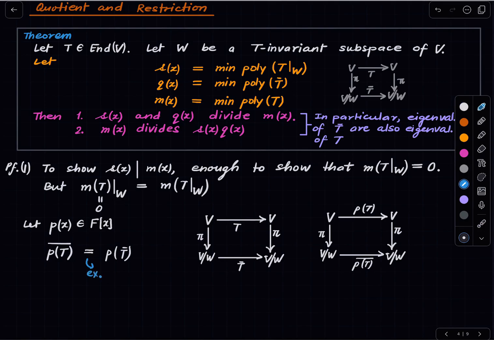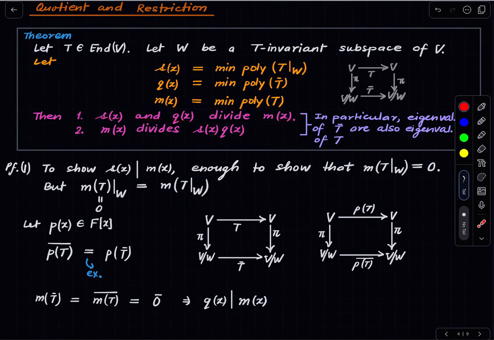And using this, we can prove that Q(x) divides M(x), because to prove Q(x) divides M(x), we just need to show that M of T bar is 0. But M of T bar is equal to M(T) whole bar, which is 0 bar, the 0 endomorphism of the quotient, and that implies Q(x) divides M(x), because Q(x) by definition is the minimal polynomial of T bar. So we have proven the first part.